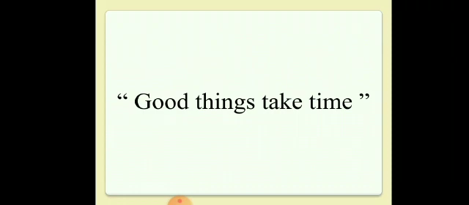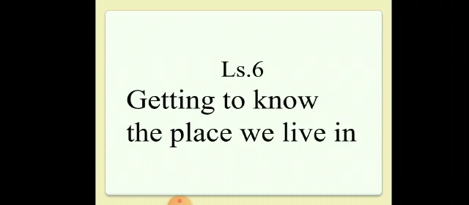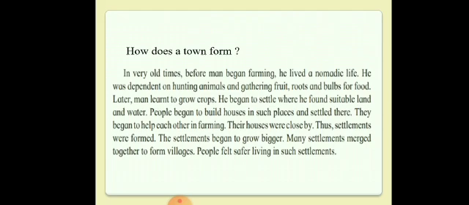Children, let's begin with our next lesson, lesson number 6, getting to know the place we live in. How does a town form? In very old times, before man began farming, he lived a nomadic life. What is meant by nomadic? Nomadic means to roam or move from one place to another rather than living at one place all of the time. He was dependent on hunting animals and gathering fruit, roots and bulbs for food.